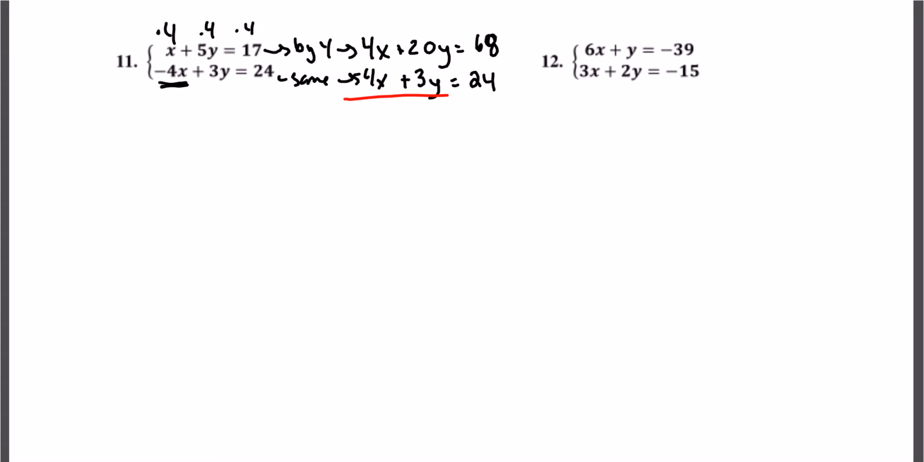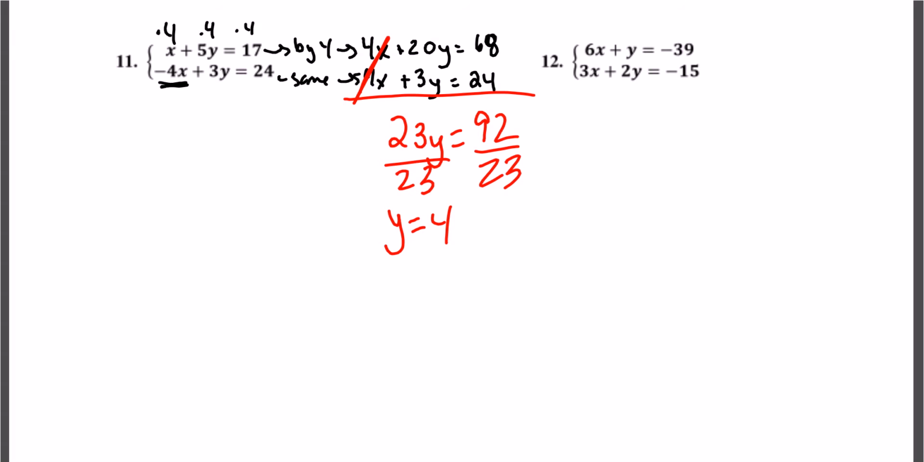Now I'm going to add vertically. The x's cancel out. I get 23y equals 102. Oh, not 102, 92. That should have been 92. I was just going crazy for a second. Now I divide by 23 on both sides. I get y equals 4.